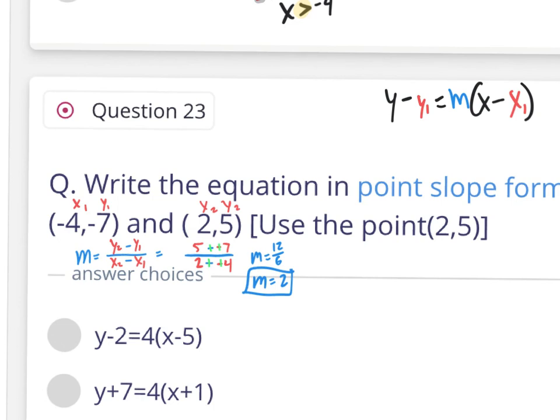Now, the only slightly confusing part right here is that I labeled this guy x1, y1. So I would be plugging in my x1 of -4 right there and my y1 of -7 right there. But right here specifically tells us use the 2, 5 point. So on the multiple choice answers, they're going to be using this point instead of that point when they plug in the x and the y. So they want us to use, okay, how about this? This is the safest thing to do. Rewrite your slope right here, m equals 2, and focus on this slope and this point to write it in point slope form.